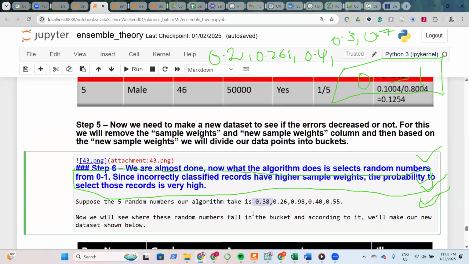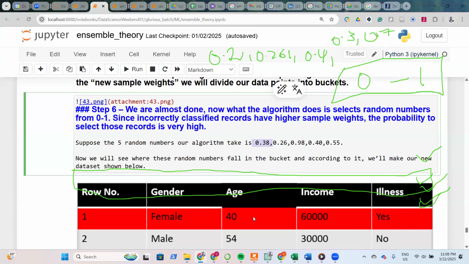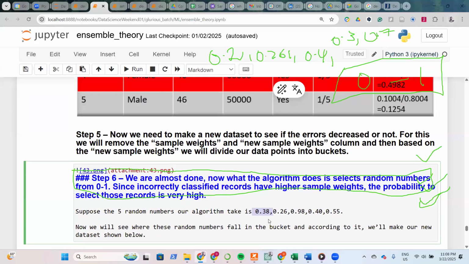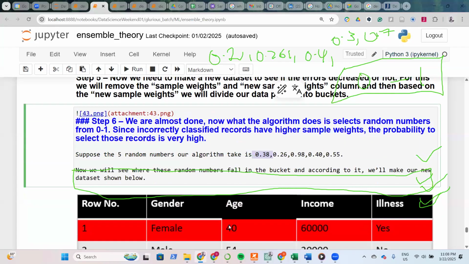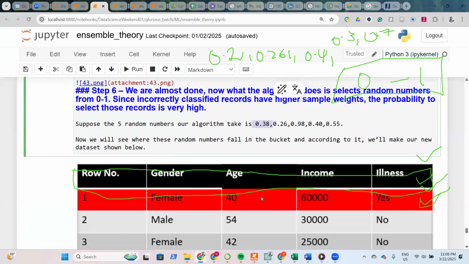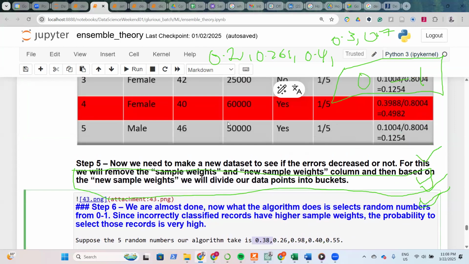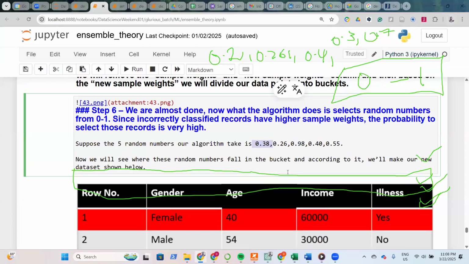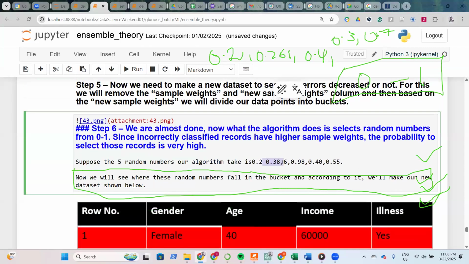So my first record fell in the fourth bucket. So the first value here, I'm going to replace it with the data from the fourth bucket. Is that clear? I'm generating a new data set. It's not like I'm replacing. So I'm creating a new data set, but the new data set is coming from the old one.